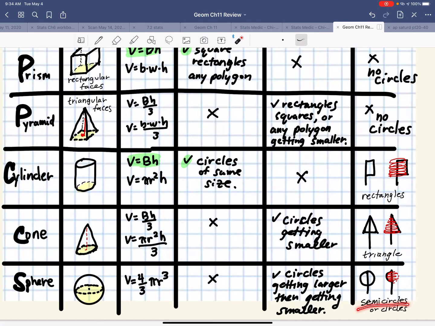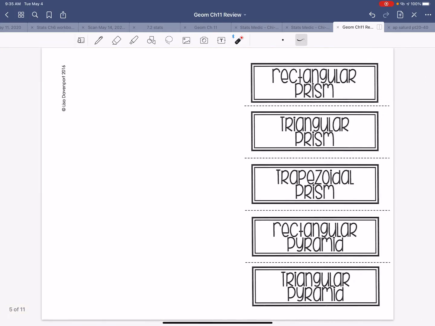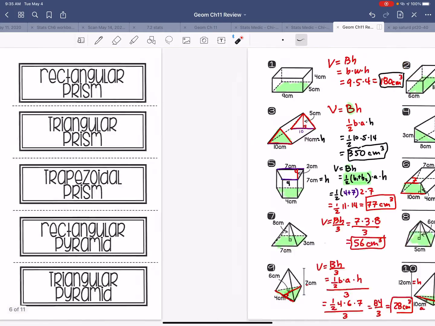Last, if I spin a semicircle, that would be half of a circle, or I spin a whole circle, either way, spinning a circle or semicircle would create this sphere in the air by spinning it around. So that is our table. Now, we have two more foldables that, let's just do now. We'll just do this. So foldable 1, prisms and pyramids.